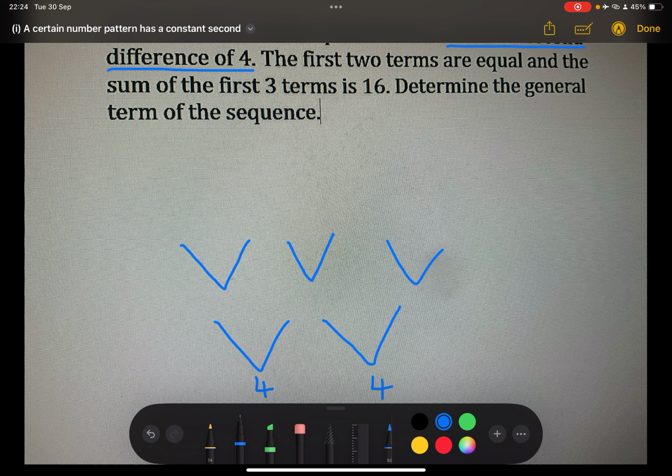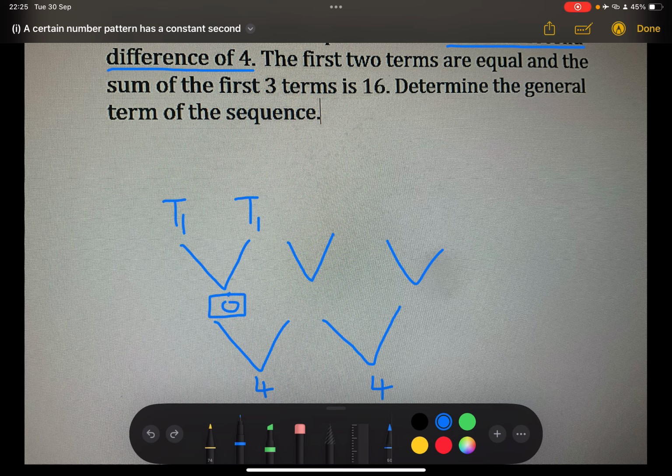Then they say the first two terms are equal. So I'm going to say this is T1, which means this one will also be T1, because term 2 and T1 are equal, which means the difference here will be 0, because term 1 minus term 1 is 0. It's like if I have 5 here, I'm going to have 5 there, because they say they are equal.